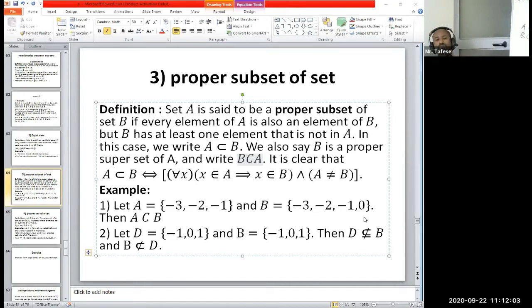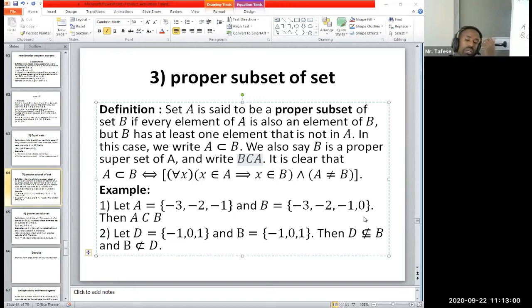You can also see example number two. Set D consists of three elements: -1, 0, and 1. And set B consists of the same elements as set D: -1, 0, and 1. This time, the two sets can alternatively be subsets. That means D is a subset of B or B is a subset of D. But neither can be a proper subset of the other, because in order to be a proper subset, the second set must have an element which the first set doesn't have.